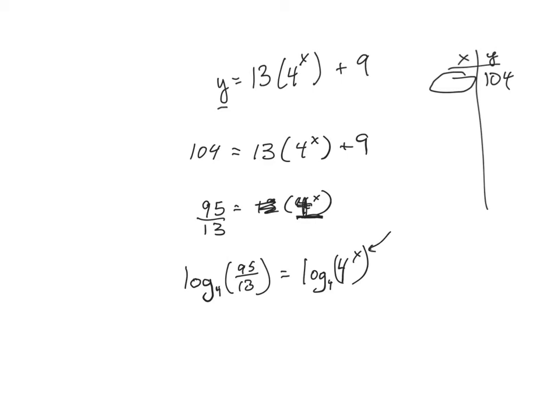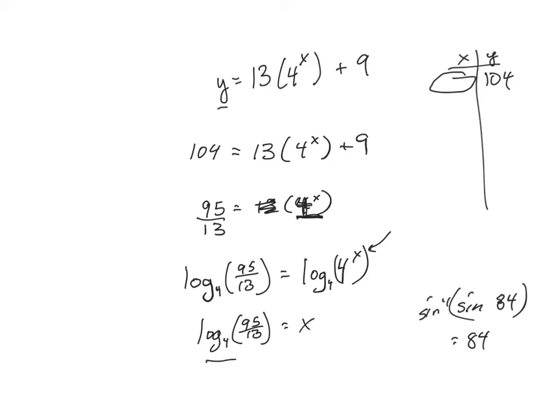It's like saying the sine inverse of sine of 84. What's that equal to? Well, that equals just 84. Take the sine inverse of the sine, you just get 84. Okay, so here we have log base 4 of 7 point something is equal to x, and that's your answer.